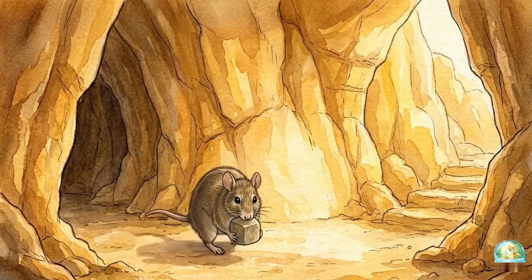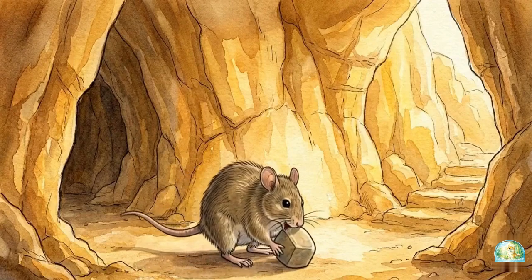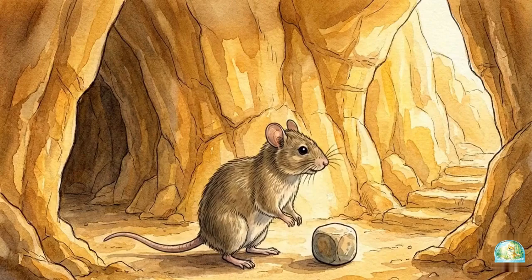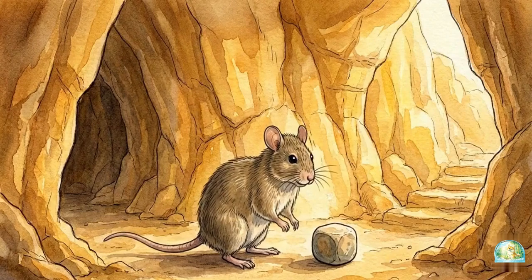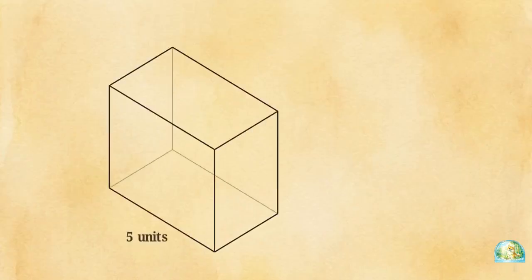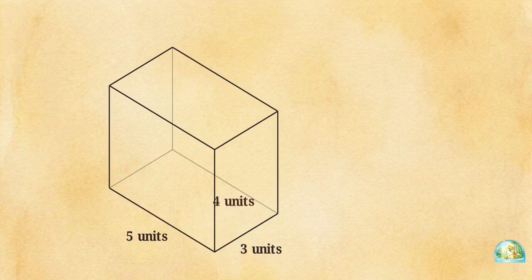Mossback moves on to hollow out his next space, the seed store. He trots into the rock chamber, placing a single pebble down. This diagram shows the boundaries of the empty store. It is 5 units long, 3 units wide, and 4 units tall. We calculate this using a formula.